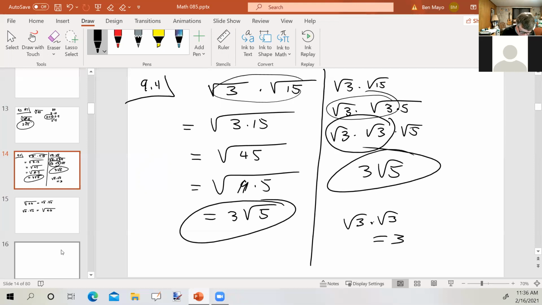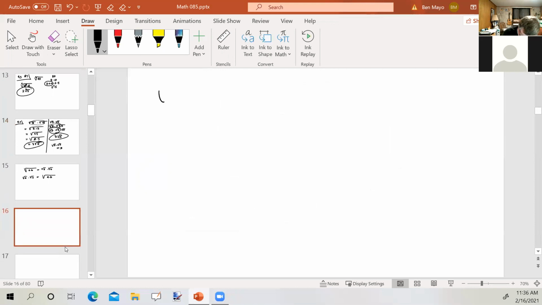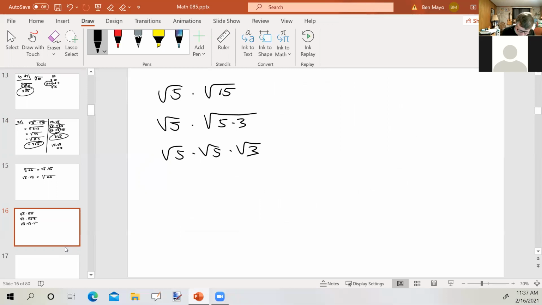Okay, let's take a look at another example. The square root of 5 times the square root of 15. So that would be the square root of 5 times the square root of 5 times 3, which is the square root of 5 times the square root of 5 times the square root of 3. But that would be 5, and that would be square roots of 3.